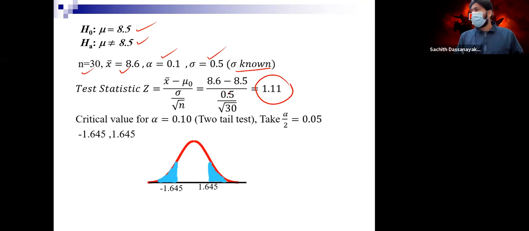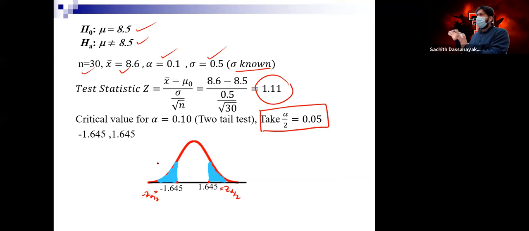It doesn't matter about this sample size, just forget about that. The critical value is this much. Since it is two-tail, you have to take alpha over 2. Don't forget that. Then find these values. This is Z alpha over 2, and this is negative Z alpha over 2. Same value but different sign, because it is symmetric.